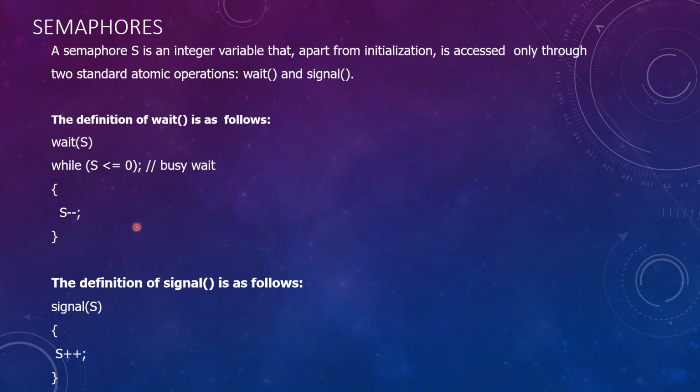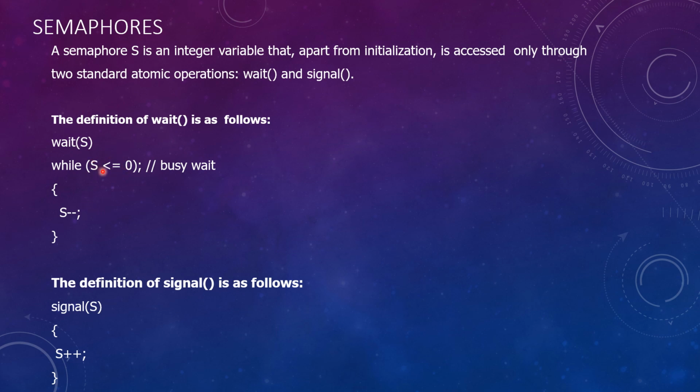The resources are currently allocated to some other process. So the process that wants to access the resource is kept waiting here. You can call this busy waiting, because there are no available resources. So the process has to keep waiting until the resources are available.